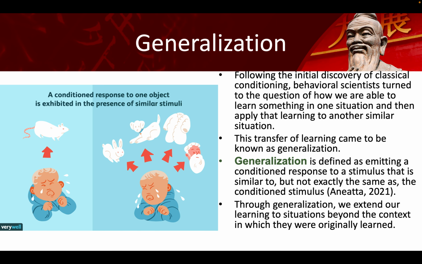Following the initial discovery of classical conditioning, behavioral scientists turned to the question of how we are able to learn something in one situation and then apply that learning to another similar situation. This transfer of learning came to be known as generalization. Generalization is defined as emitting a conditioned response to a stimulus that is similar to, but not exactly the same as, the conditioned stimulus. Through generalization, we extend our learning to situations beyond the context in which they were originally learned. And this is the case, if you look to the left, this is a case of little Albert.